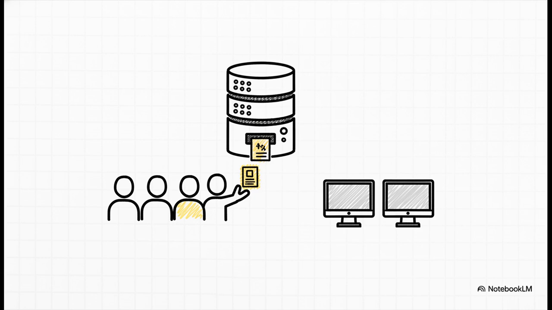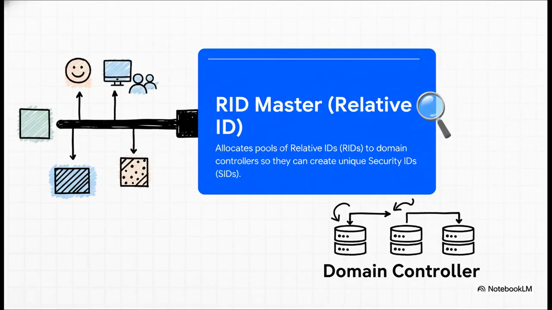Our first manager is kind of like the person who runs the ID badge office. Every single person, every single computer needs a totally unique ID number, and this role's job is to make sure there are never, ever any duplicates. Officially, this is the RID Master, which stands for Relative ID Master. See, every object in Active Directory gets a unique security ID, or SID. The RID Master's job is to hand out big batches of these unique IDs to all the other domain controllers in its domain so they can create new accounts without bumping into each other.